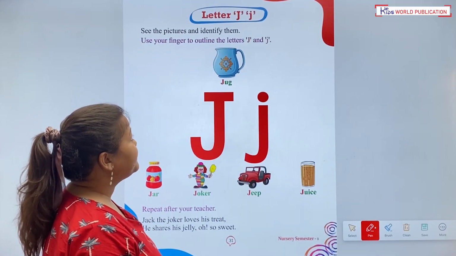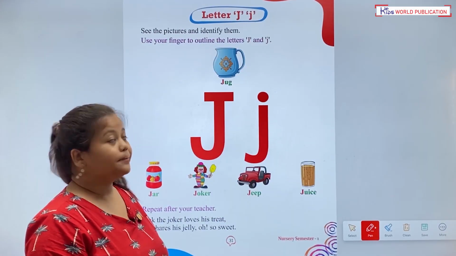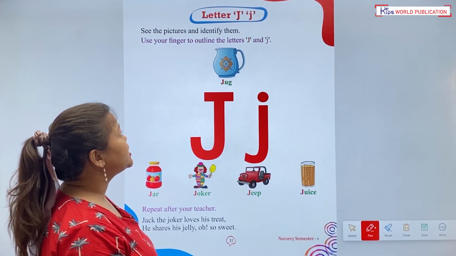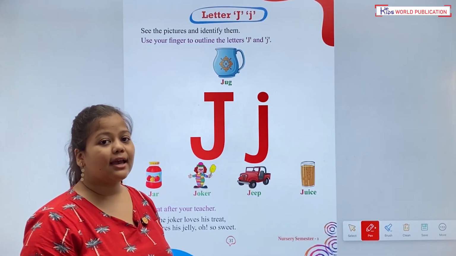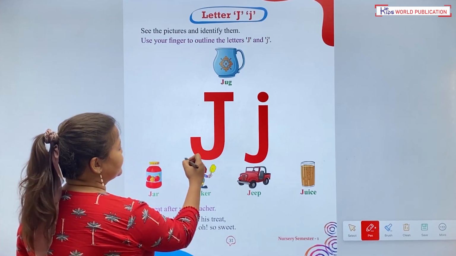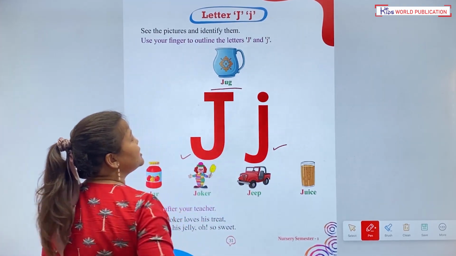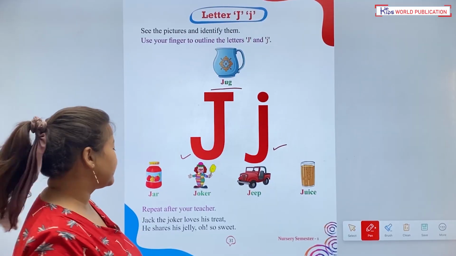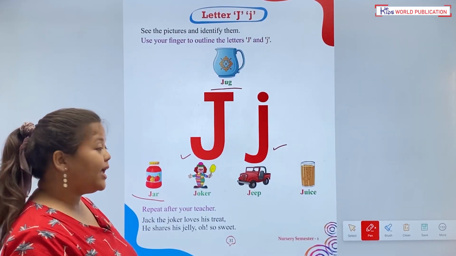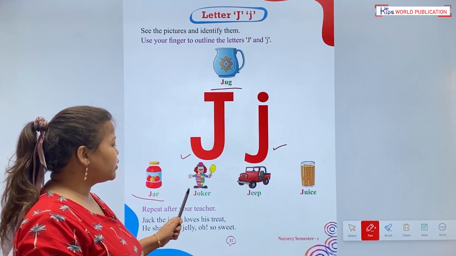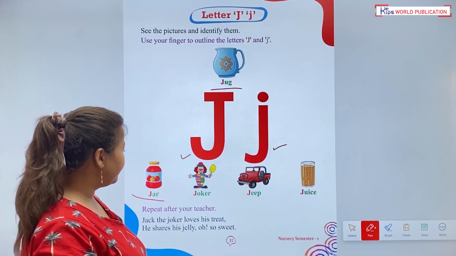Letter J, J. See the pictures and identify them. Use your finger to outline the letter J and J. This is the letter J, J. J for jug, J-U-G, jug. Jar, J-A-R, jar. Joker, J-O-K-E-R, joker.